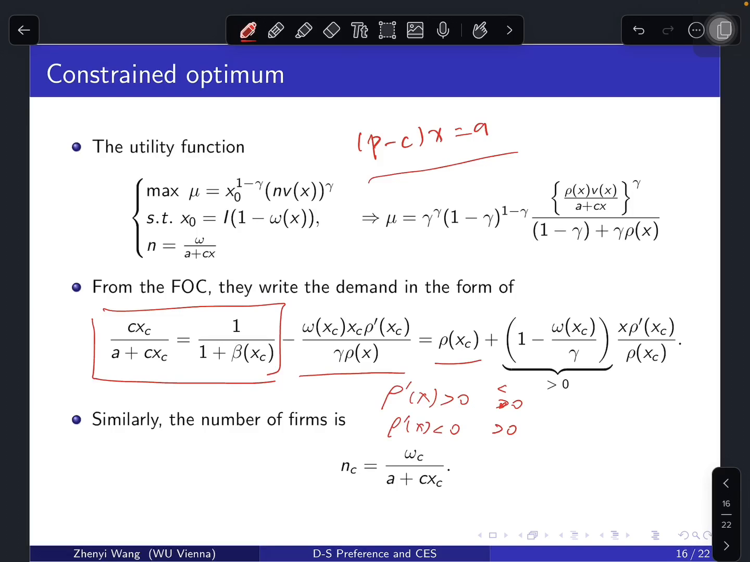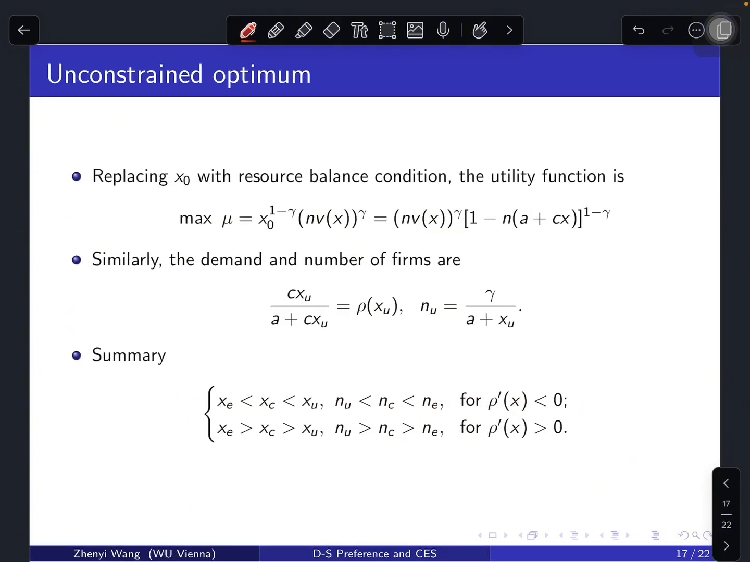as a function of rho xc. This is to compare with the demand level under the unconstrained optimum, which we will see in the next slide. Similarly, the number of firms is in the same form as it is in the market equilibrium.